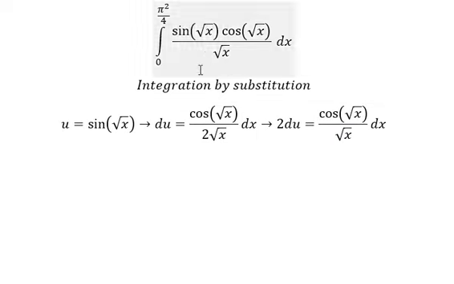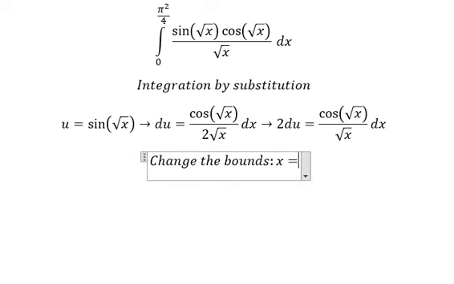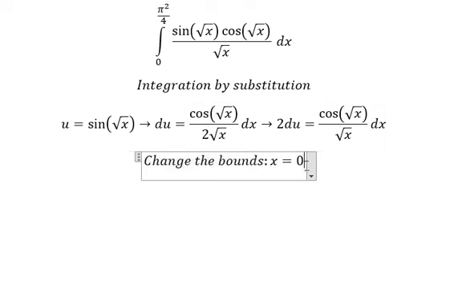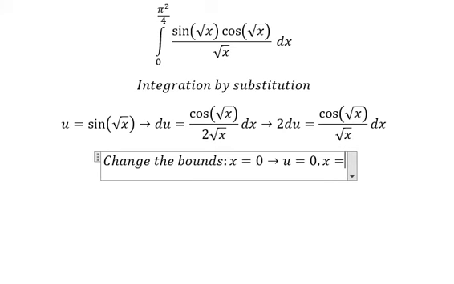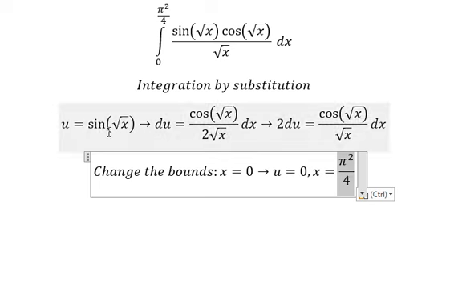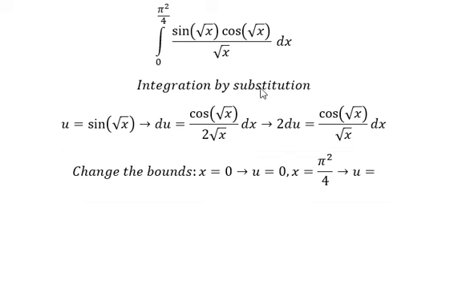Next, we need to change the bounds. When x equals 0, I will put 0 in here, and we can find the value of u. So u equals 0. When x equals this one, I will put this one in here to find the value of u. So u equals 1.